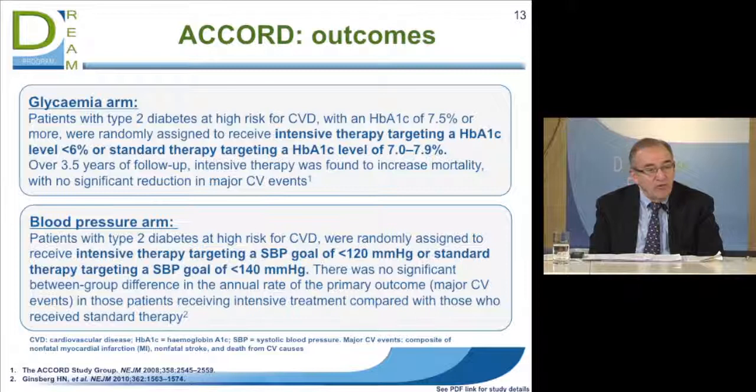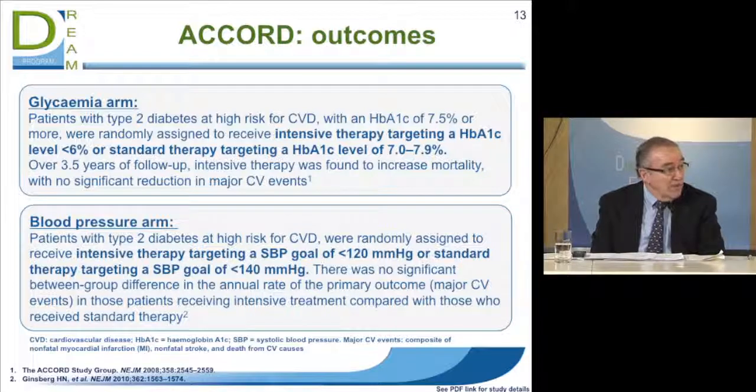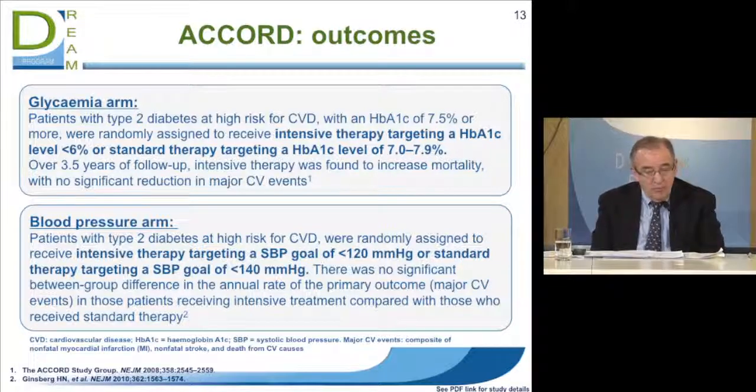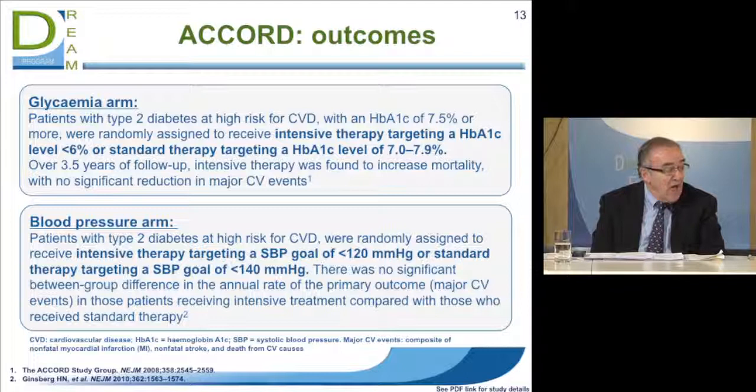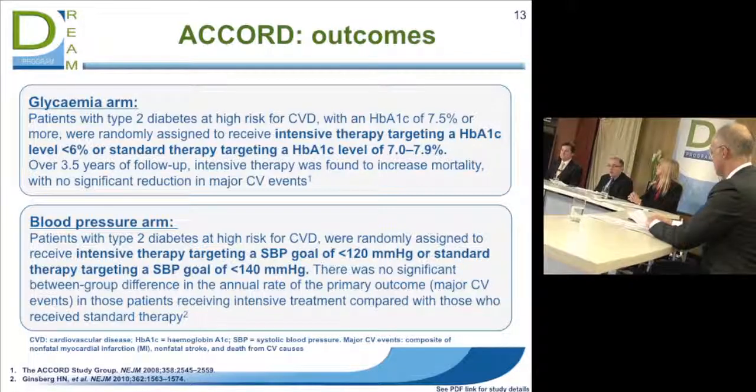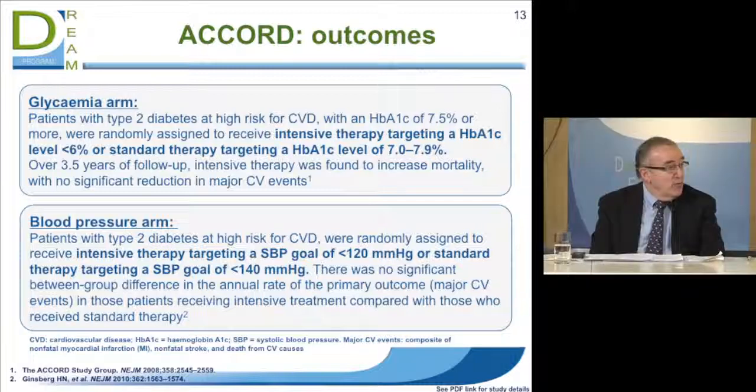In terms of blood pressure, there was a trend toward benefit overall, with a goal of a systolic blood pressure of 120 compared to a systolic blood pressure goal of 135, under 140, but it did not reach statistical significance. However, one of the secondary outcomes was specifically fatal and non-fatal stroke. There was a 40% reduction in the more intense blood pressure arm.